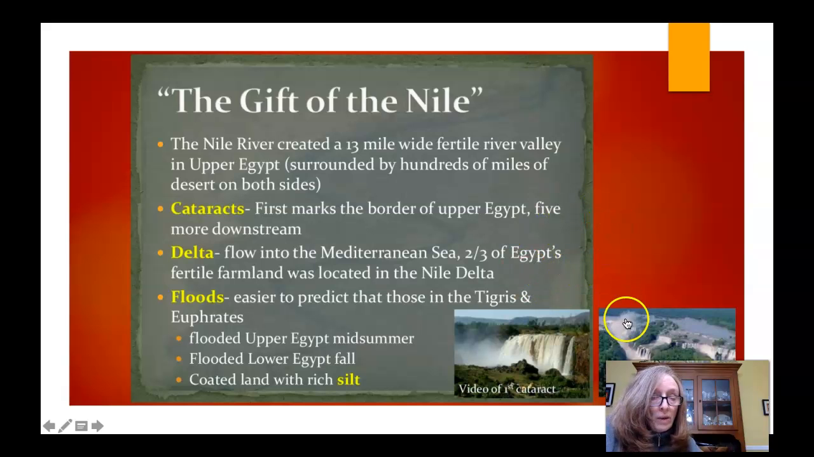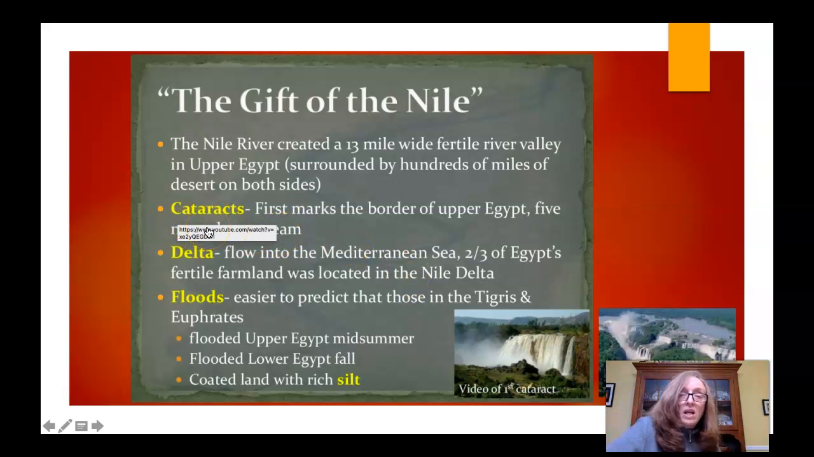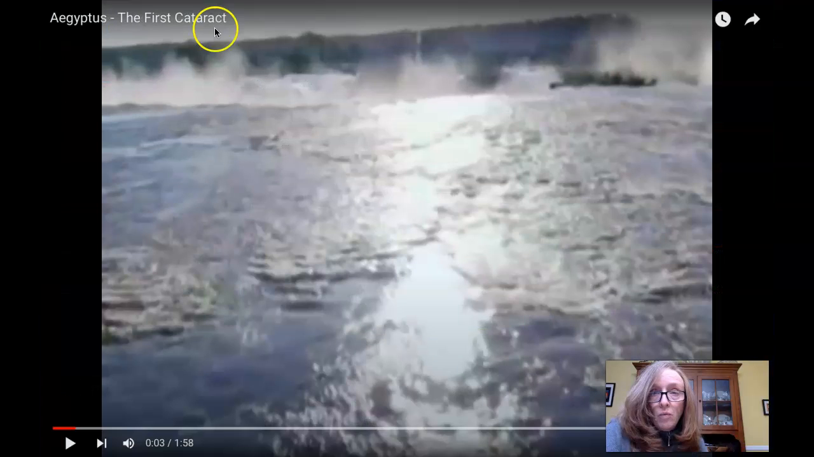And along the way, the Nile River has a number of cataracts or waterfalls. The first one that you come to along the river divides Upper and Lower Egypt. And here's a video of it. We're going to take a quick look at it, and you can see what it looks like.